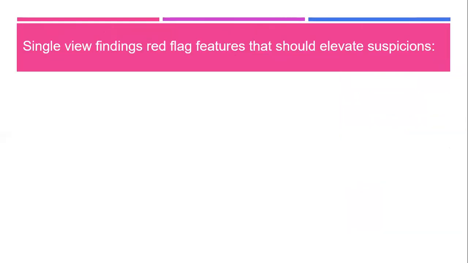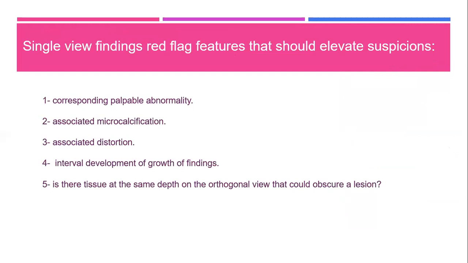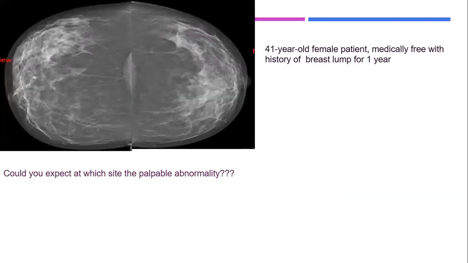Okay, in a case of single view finding, the red flag features that should elevate suspicion are a corresponding palpable abnormality, associated microcalcifications, associated distortion, interval development of gross findings, and whether there is tissue at the same depth on the orthogonal view that could obscure the lesion. If you have seen a lesion and you could not see it in the other view, but you expect that at the same location there was tissue that might obscure the lesion, you also have to consider these lesions and do further workup.